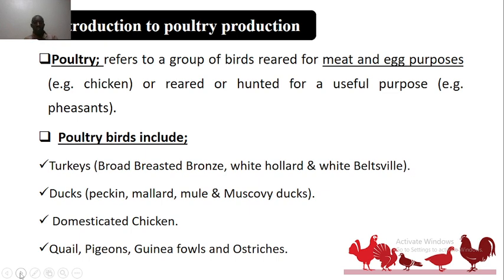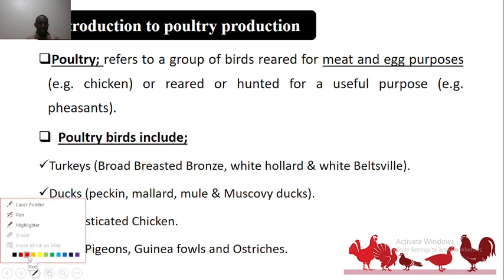These poultry birds include turkeys, ducks, chicken, quail, pigeons, guinea fowl, and ostriches. These poultry birds have various breeds or varieties. For example, if you look at turkeys, we have what we call the broad-breasted bronze, the white Holland, then the white Beltsville. These are various varieties. Turkeys don't have breeds, but they have varieties.